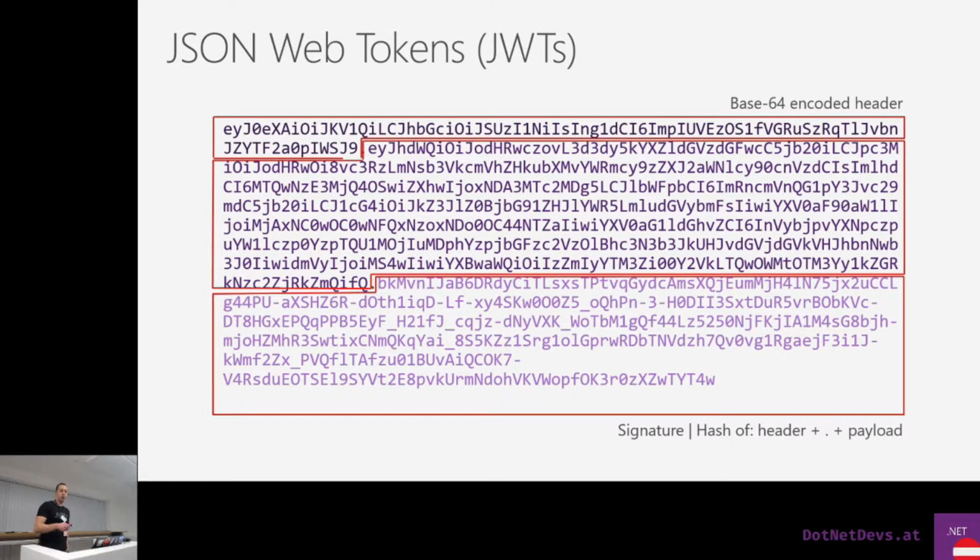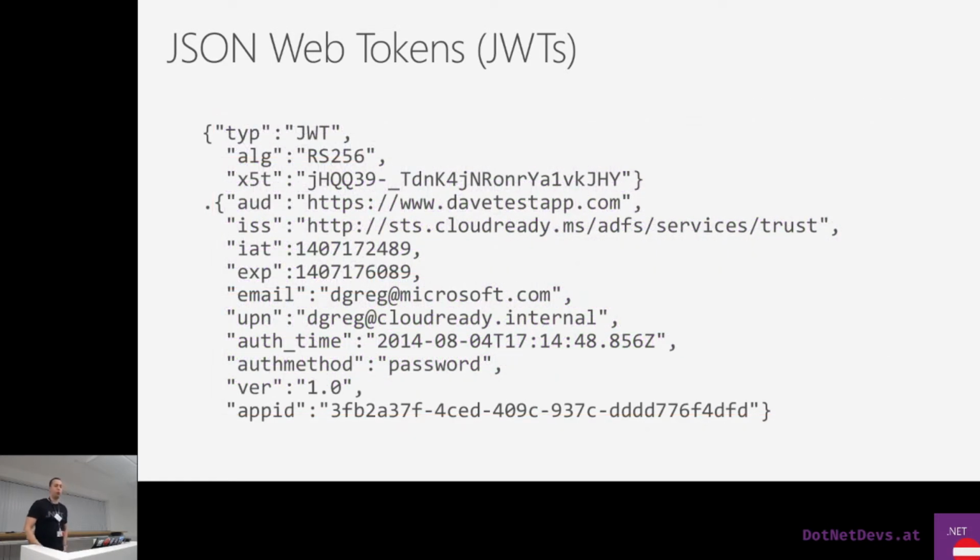And if we just base64 decode, this would look like this. So there is a JSON object that describes the token itself. It tells me it's a JWT token. There is an RSA 256 cryptographic algorithm. It references the key that is being used. And then there is the token itself, like all the things that I need to know.